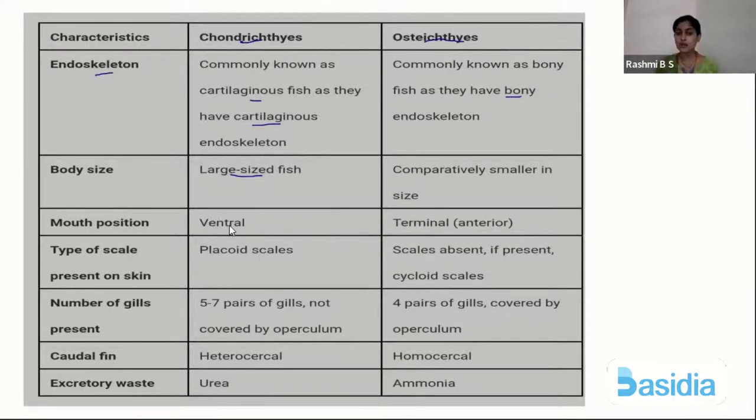And if you look at the mouth position, in cartilaginous fish the mouth is ventral. Ventral means like this. If you imagine a fish, the mouth will be on the ventral side, see? So the mouth is on the ventral side, okay? In the case of osteichthyes, the mouth is terminal. Terminal mouth, children, see, this is a fish. The mouth is terminal.